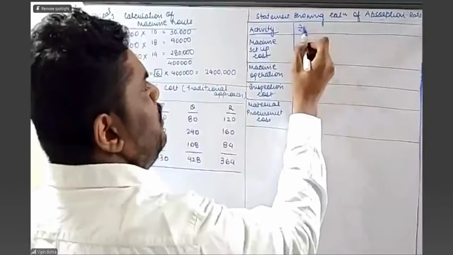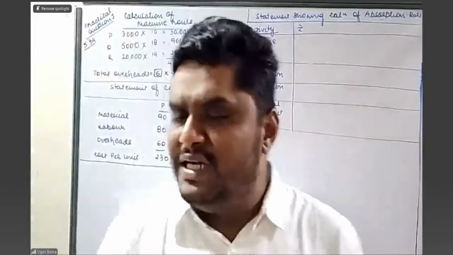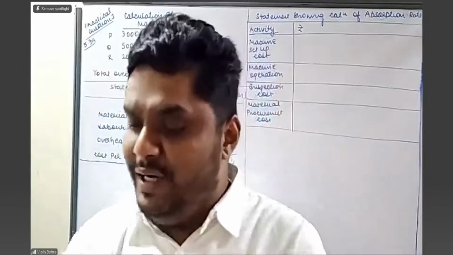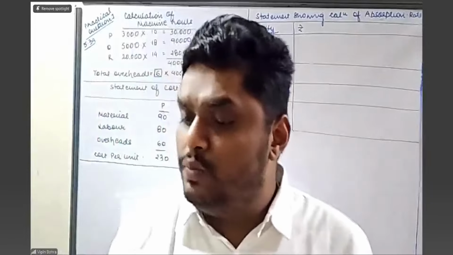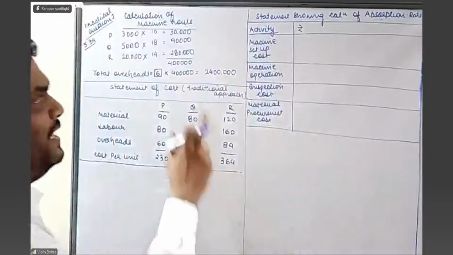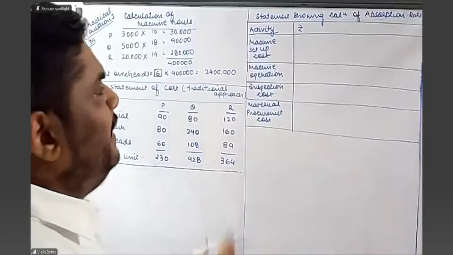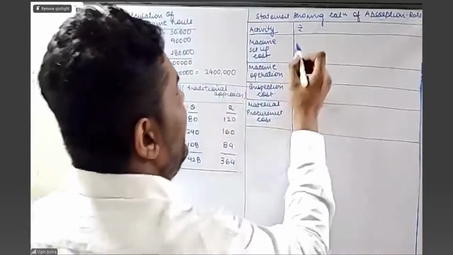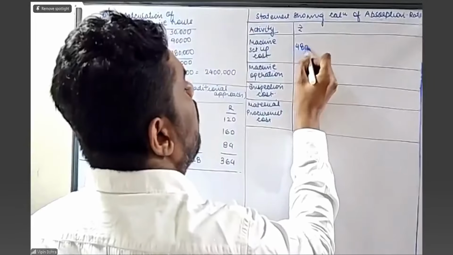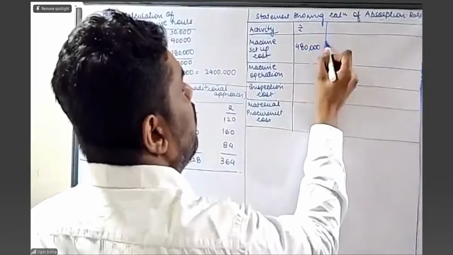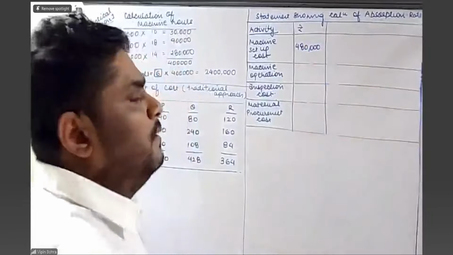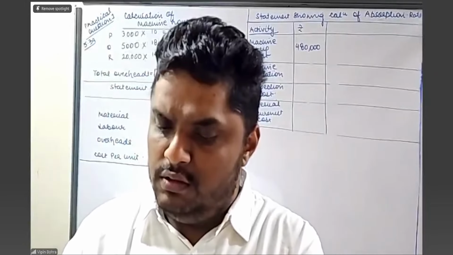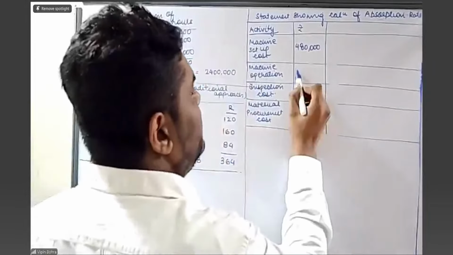Now, when talking about the total amount relating to an activity, the total overheads we have calculated is 24 lakh, and 20% belongs to machine setup cost. So this will be 4 lakh 80,000. Again, 30% goes to machine operation cost. So this will be 7 lakh 20,000.